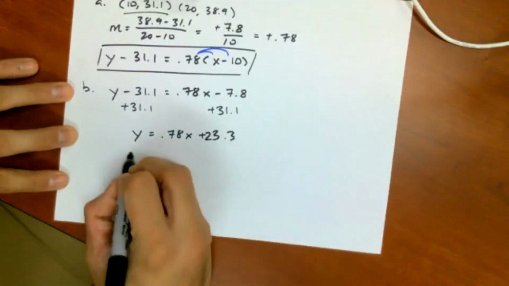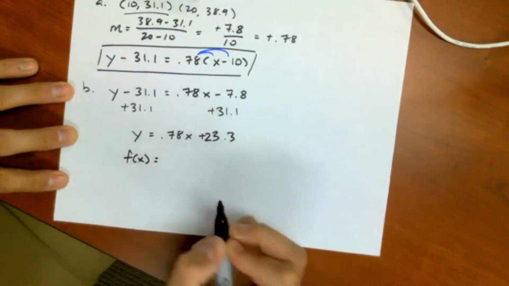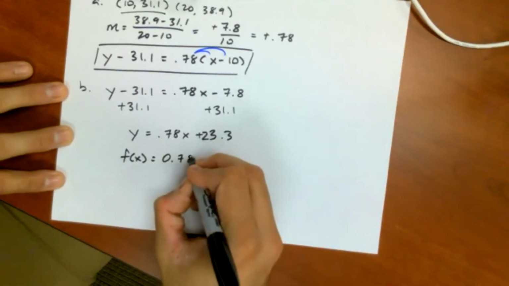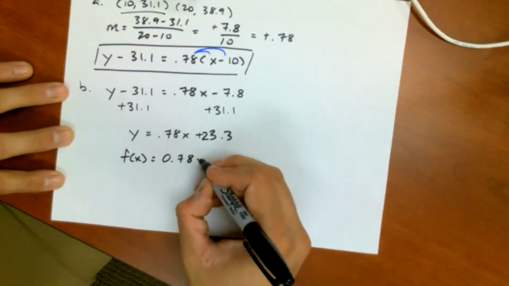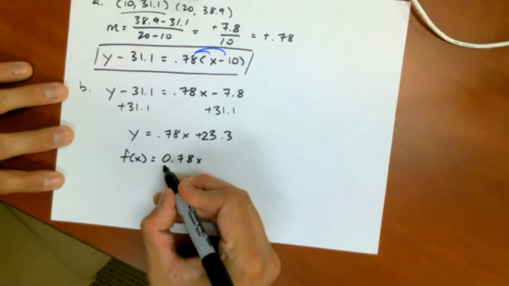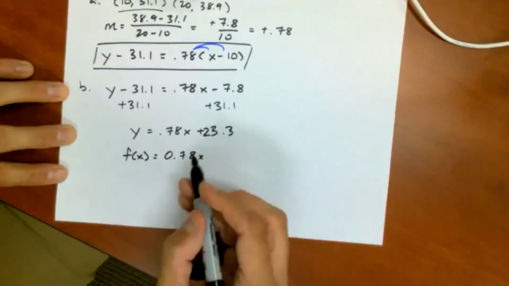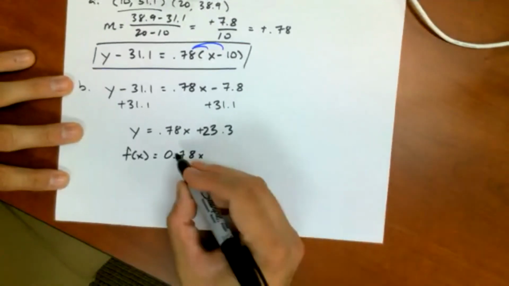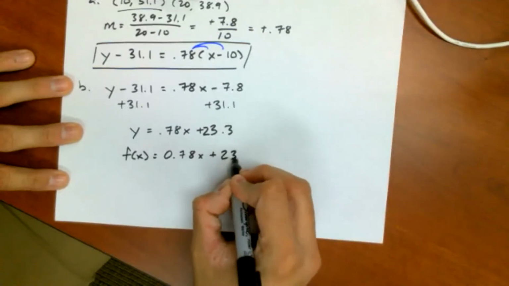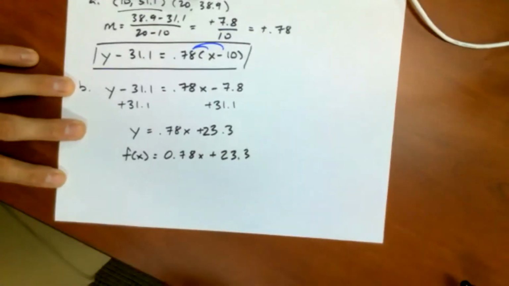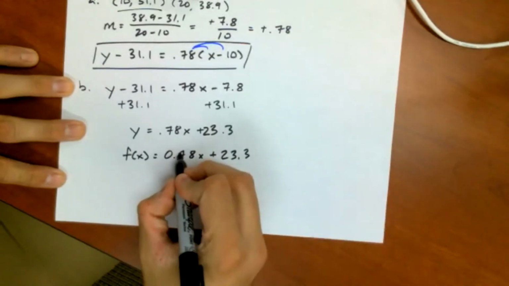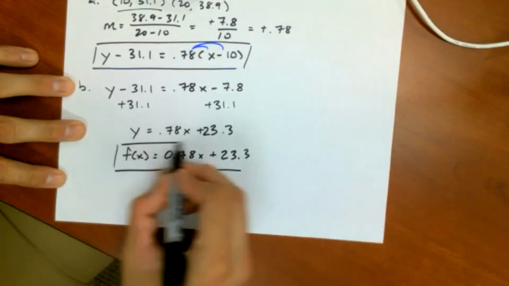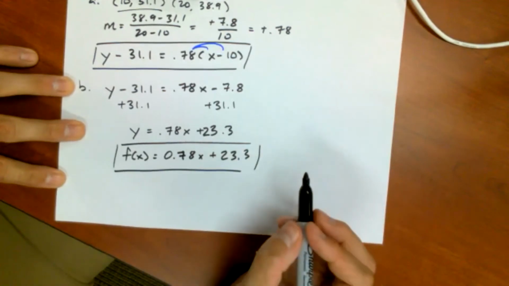Yeah, use function notation. So it'd be f of x equals 0.78. Now you don't have to write the 0 in front of the decimal, but if you're a nurse, you've got to write it. I know that's a deal. If you want to go to nursing school, you've got to write 0 in front of the decimal. And it's so we don't die from you giving us too much or too little of a drug, okay? So 0.78x plus 23.3.